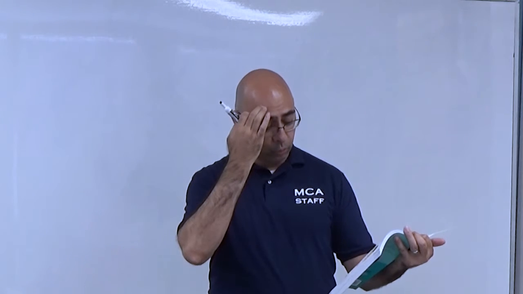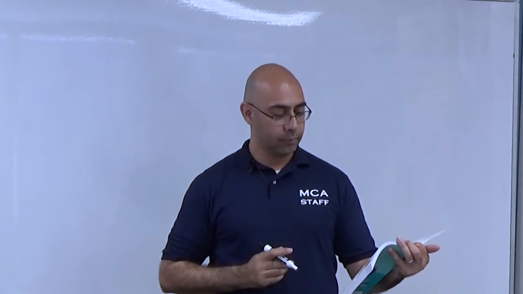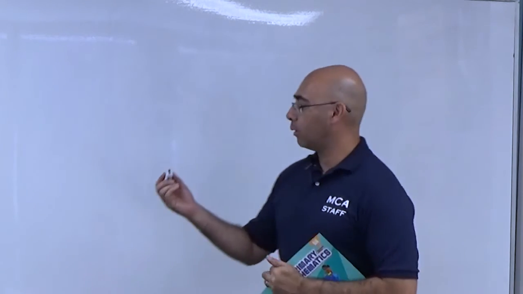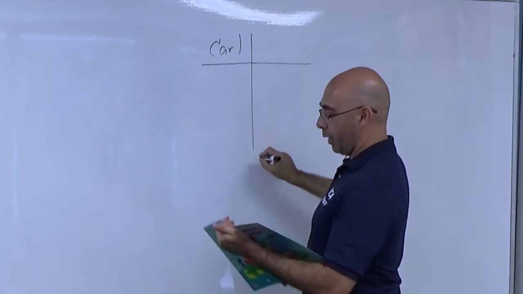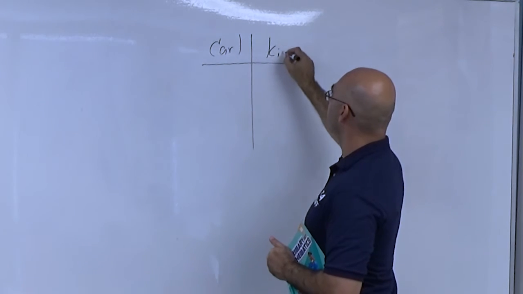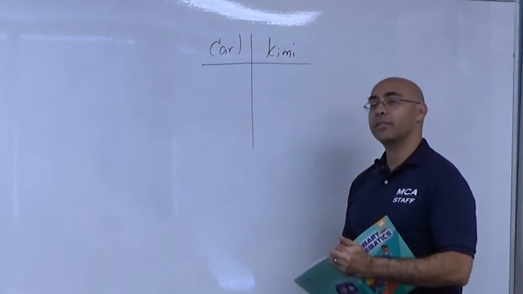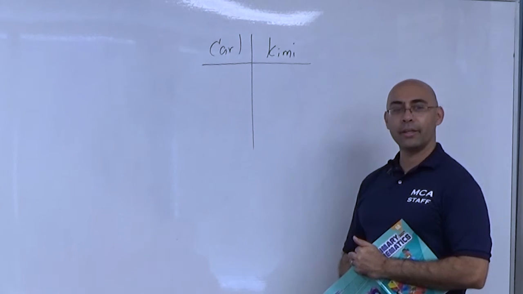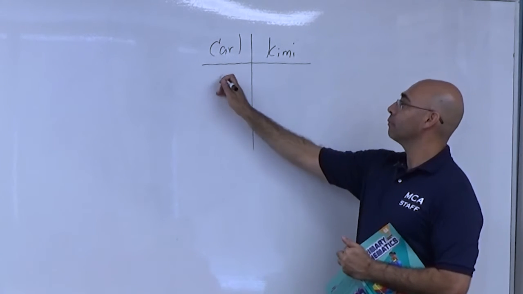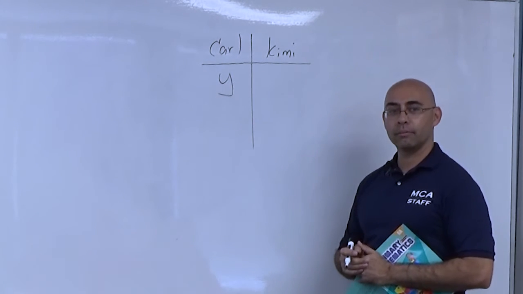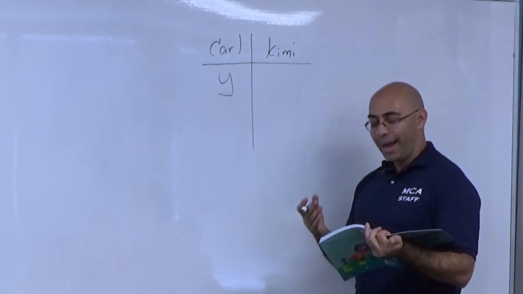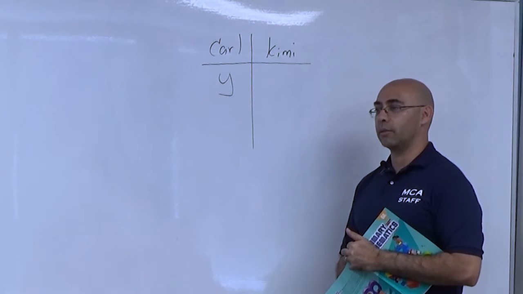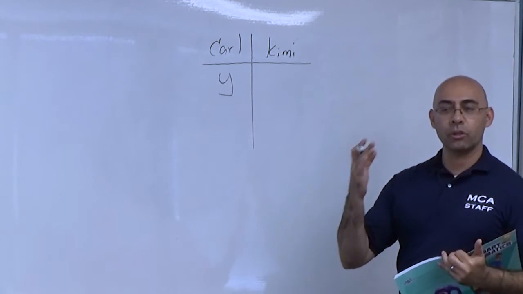Look at example 1 on page 11. You have this boy, Carl. And you have this girl, Kimmy. Carl says, I am y years old. Now Kimmy says, I am 2 years younger than Carl. What does that mean? We're talking about 2 years younger.